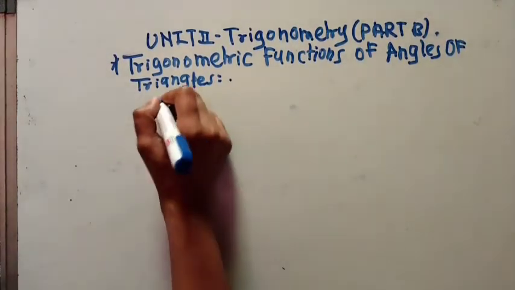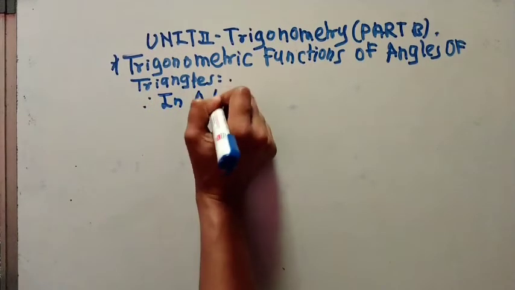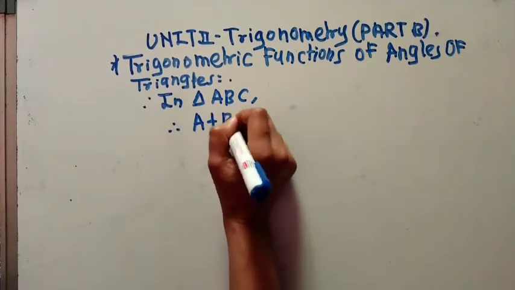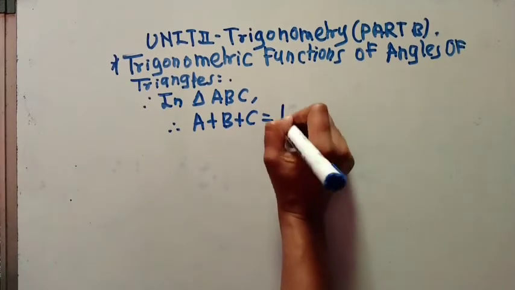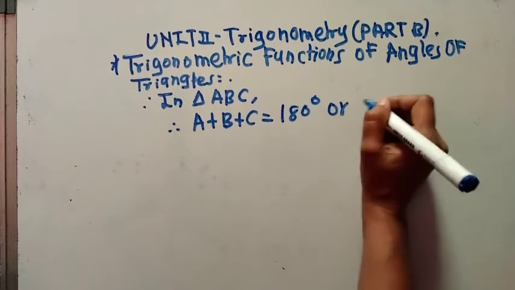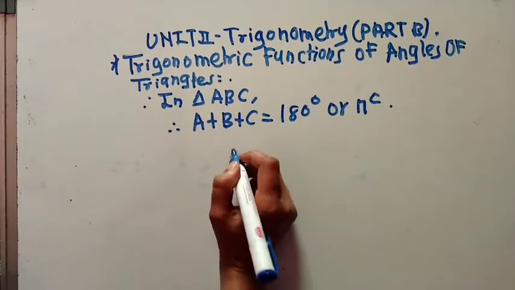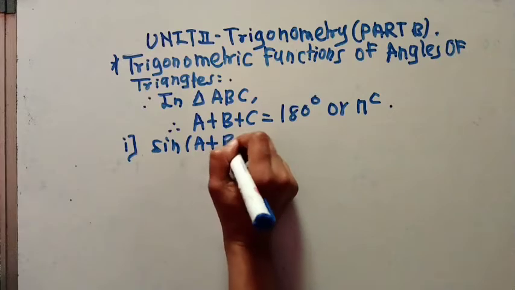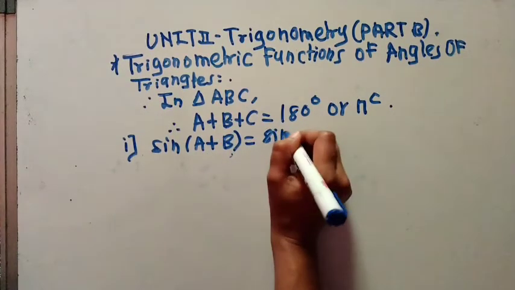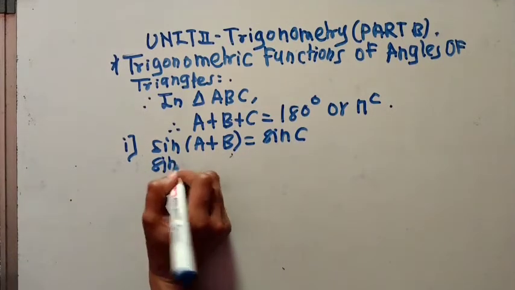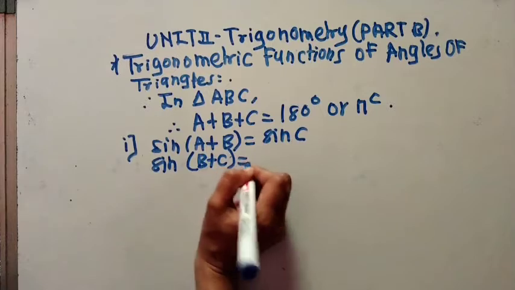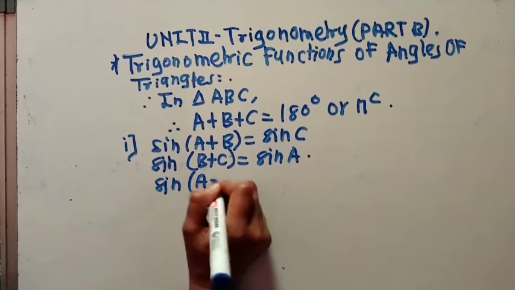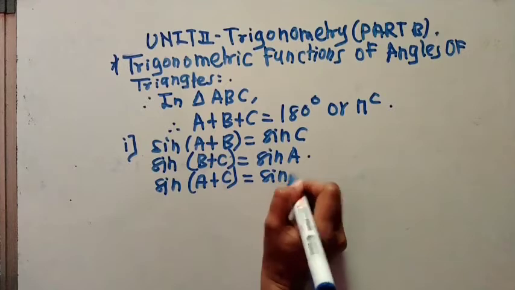So, first, in triangle ABC, A plus B plus C is equal to 180 degrees or pi radians. Then the first formula is sin(A+B) is equal to sin C. Then sin(B+C) is equal to sin A, and sin(A+C) is equal to sin B.